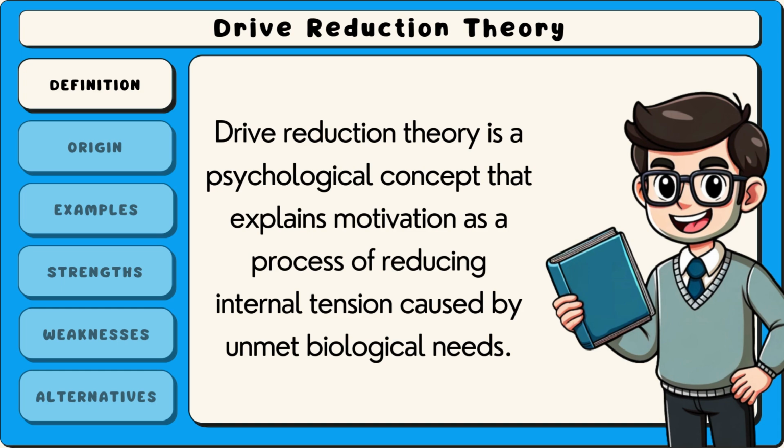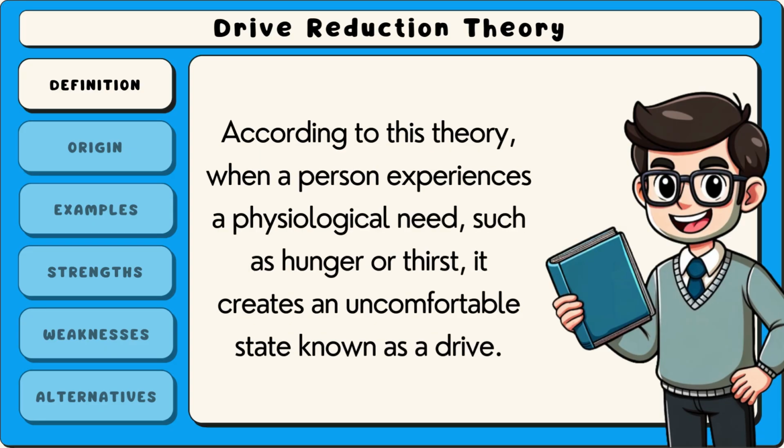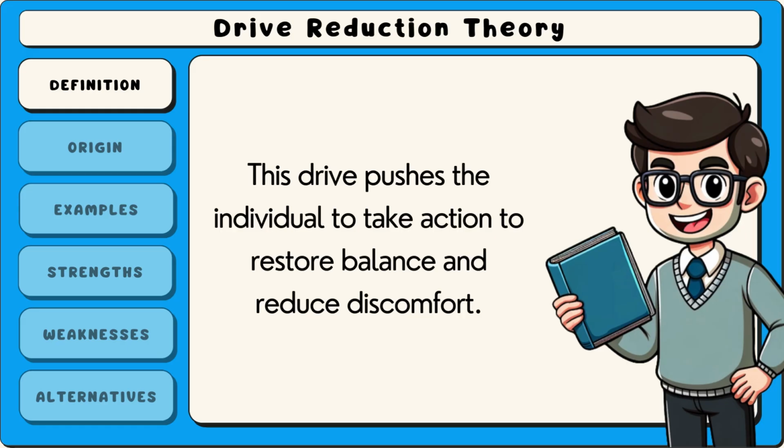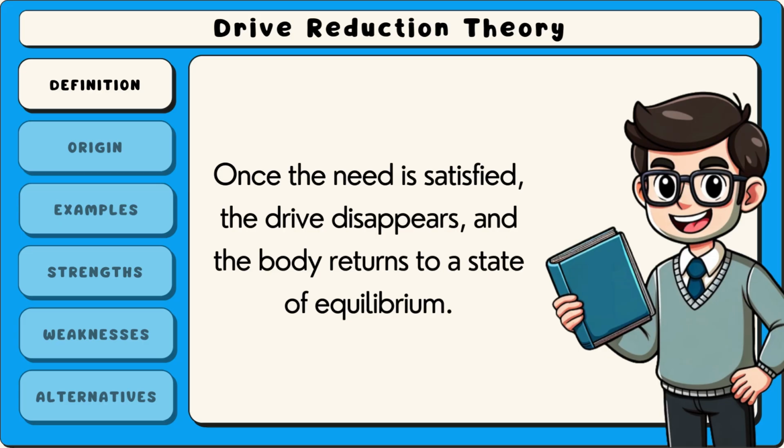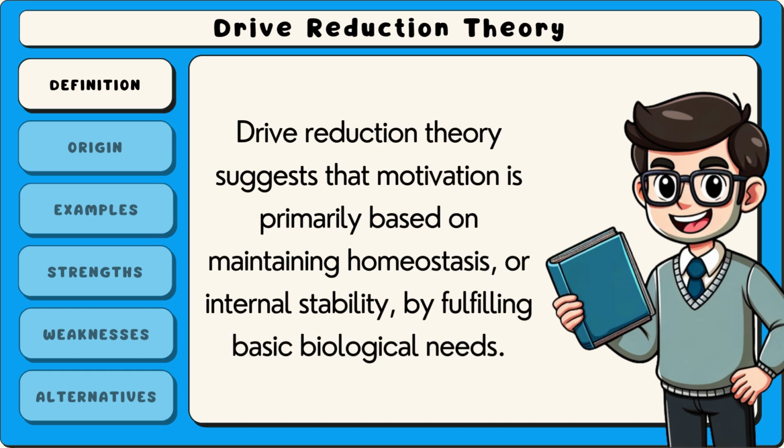Drive reduction theory is a psychological concept that explains motivation as a process of reducing internal tension caused by unmet biological needs. According to this theory, when a person experiences a physiological need, such as hunger or thirst, it creates an uncomfortable state known as a drive. This drive pushes the individual to take action to restore balance and reduce discomfort. Once the need is satisfied, the drive disappears and the body returns to a state of equilibrium. Drive reduction theory suggests that motivation is primarily based on maintaining homeostasis, or internal stability, by fulfilling basic biological needs.